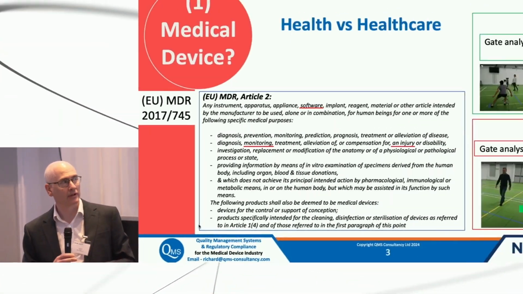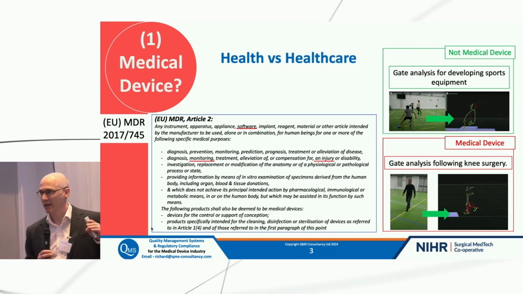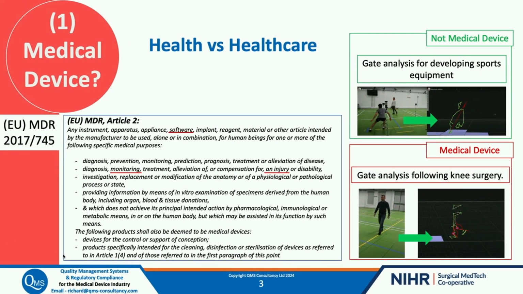2017/745. And on this, you can see it talks about human beings, not animals, and it talks about monitoring an injury. So if we look at this example on the top, we've got someone developing some software to help develop sportswear, sports equipment. You could use exactly the same technology to measure the gait of someone who's recovering from knee surgery. And the second example would be a medical device. It would be a medical device because it trips over the definition in the regulation. It monitors the recovery from an injury.